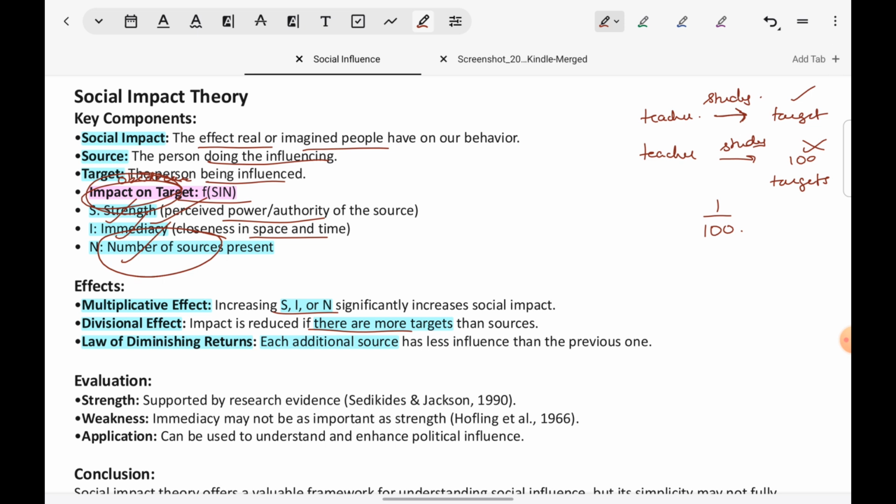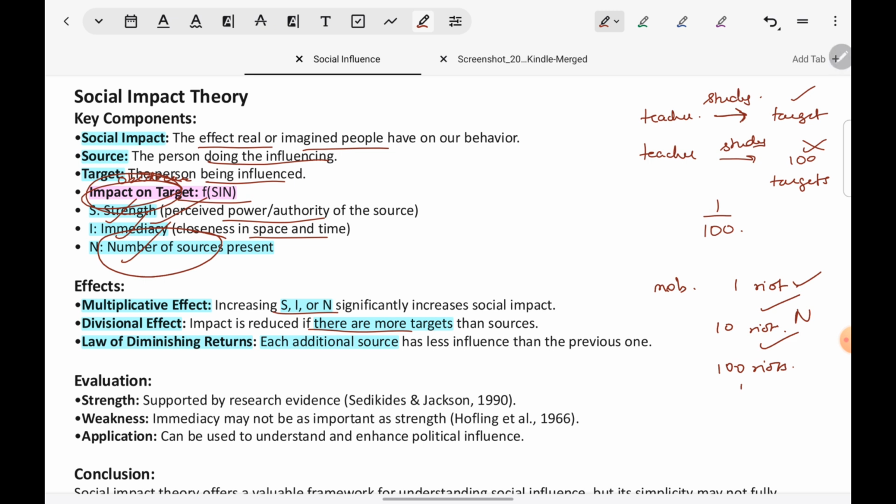So let's say, for example, a good example will be of a mob. Let's say one individual is asking others to riot against some community or some social group. His impact will be strong. Now let's say 10 individuals are asking others to riot against the community. Again, 10 of them will have a greater impact than just one individual because we have seen about numbers. So numbers are increasing. Then let's say 100 individuals are asking others to riot. Again, because of number, the impact will be very strong because the number of sources is very high.